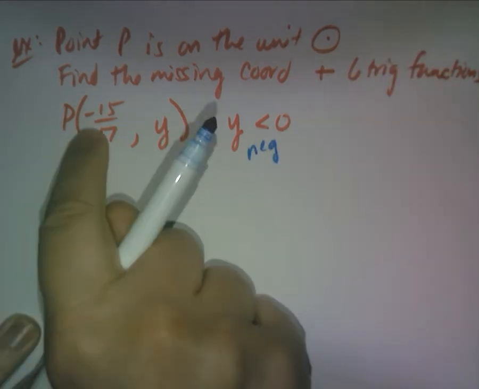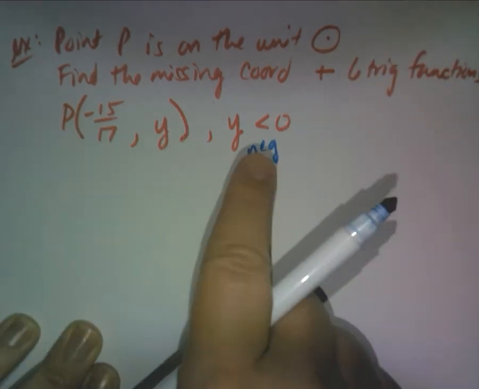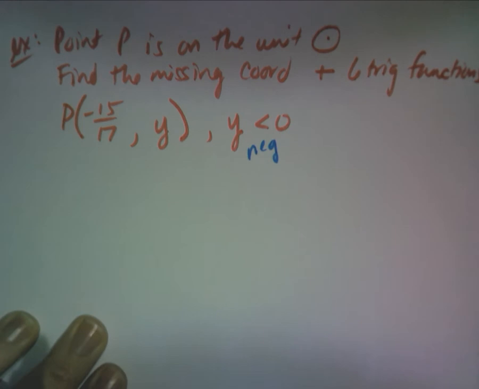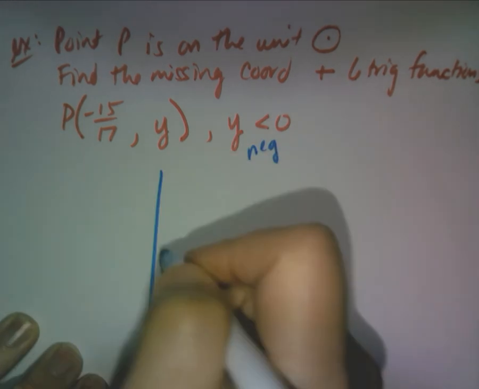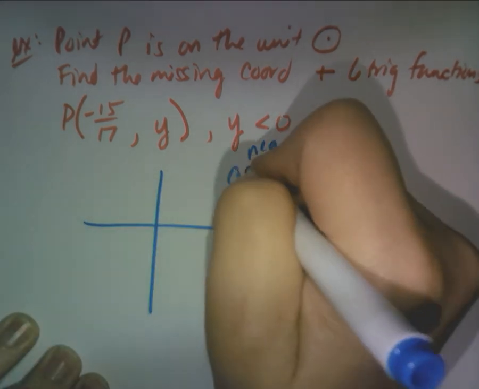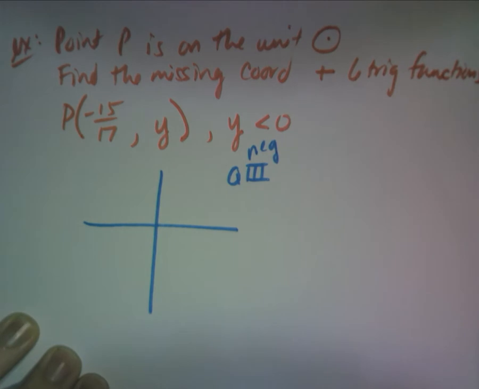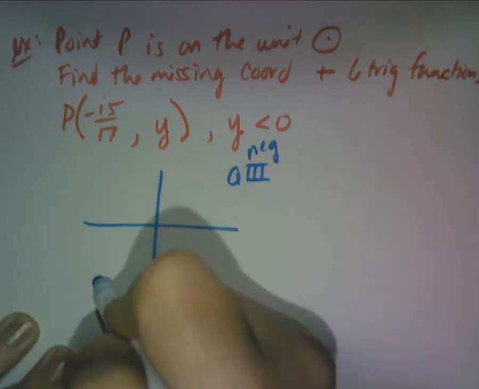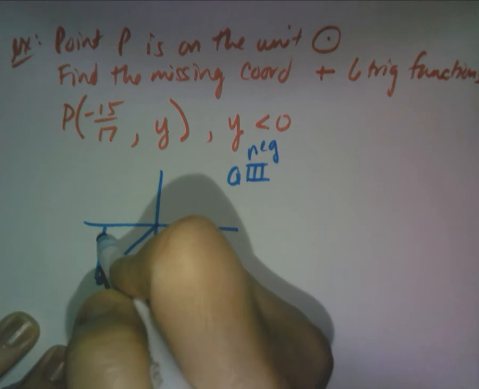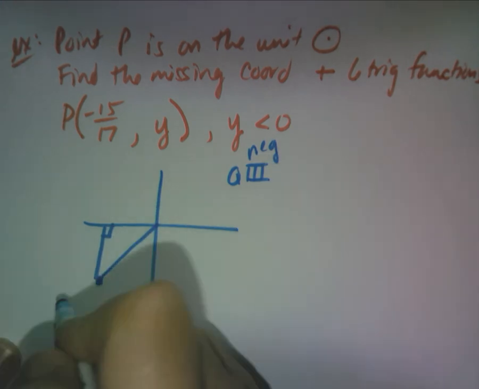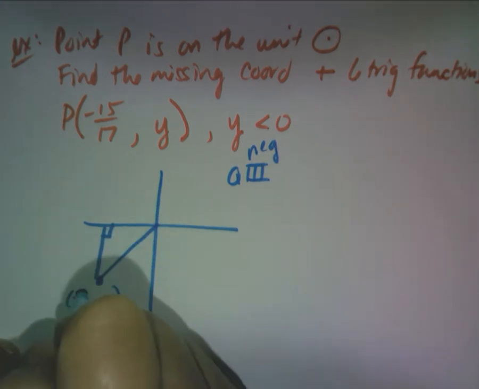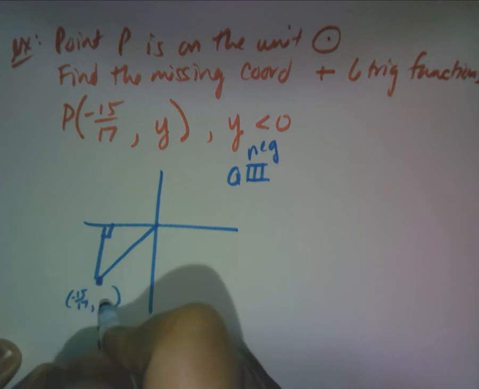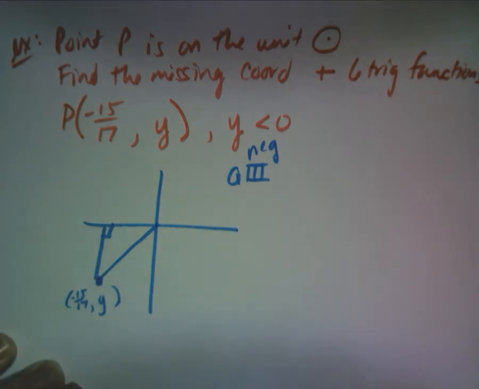If your X is negative and your Y is negative, could you tell me what quadrant I'm in right now? You have to be in quadrant 3 if both of them are negative. Do you agree? So you're going to go down here. You're going to draw yourself a little right triangle. Okay. This is the point negative 15 over 17, comma, something Y. Okay.